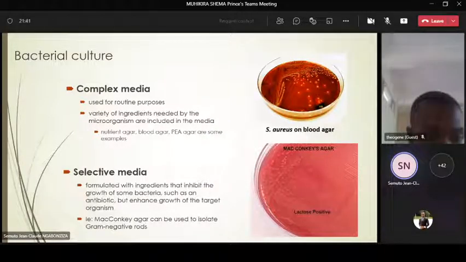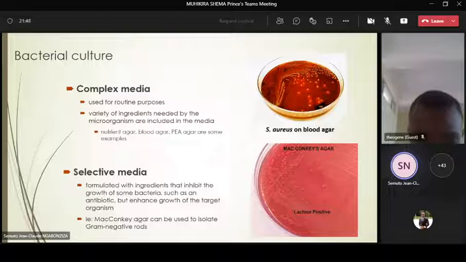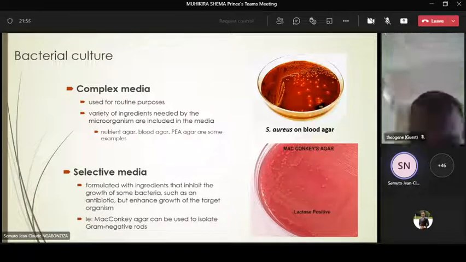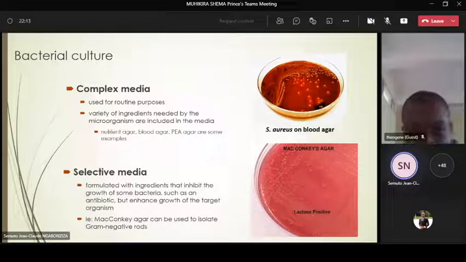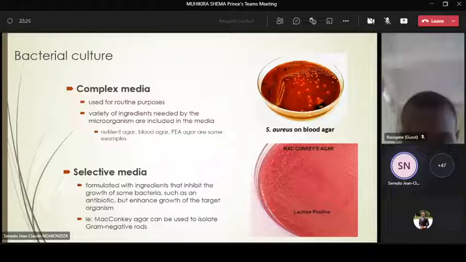And so sometimes you have to use a selective media. A selective media is the media that you use to really grow what you want. For example, if you take some specimen with many normal flora like feces, you really have to select what you want. Otherwise, there will be overgrowth of normal flora and you will miss your pathogen. So that is why you have to use a media that grows specific bacteria and inhibits others. For example, this MacConkey agar, which grows only gram negative rods, but inhibits other kinds of bacteria.